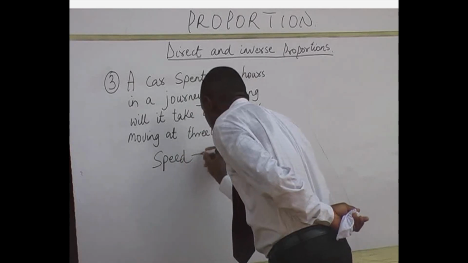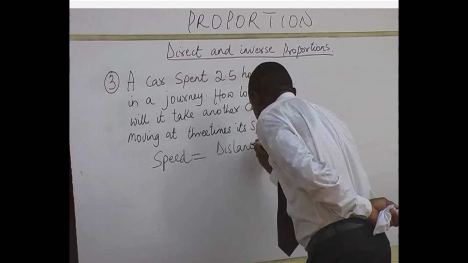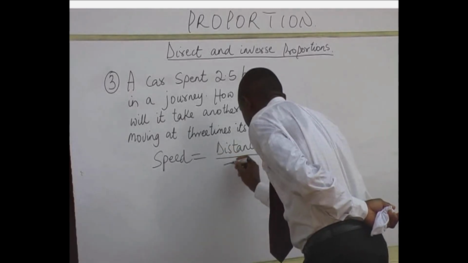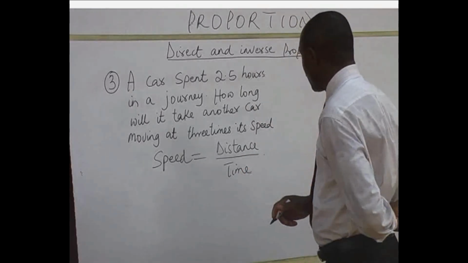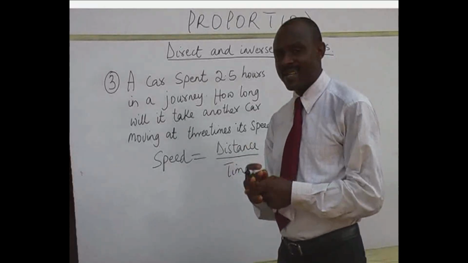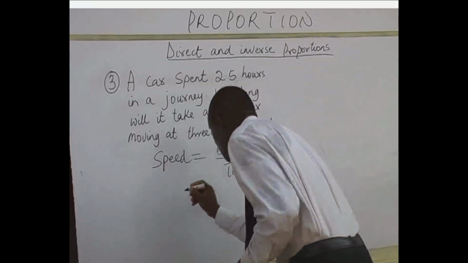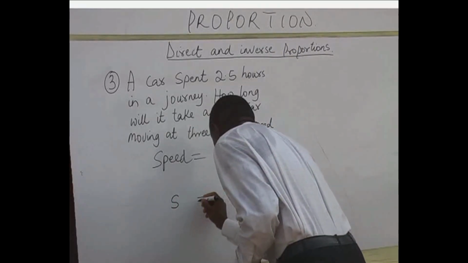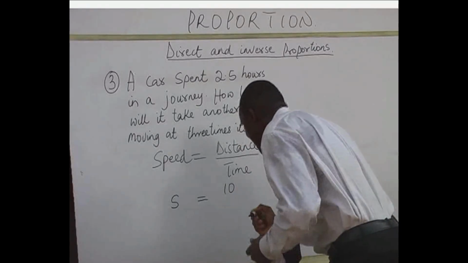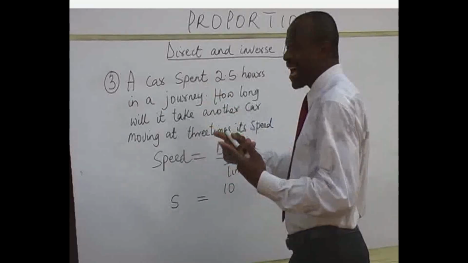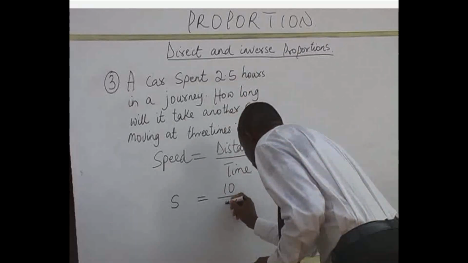Speed is calculated from distance covered divided by time taken to cover the distance. That is what gives speed. Let's assume that the distance the car covered is 10 kilometers. So the speed, which can be represented by S, will be 10, the assumed kilometers that the car covered, since the question was silent about the distance, all over time, the time taken was 2.5.